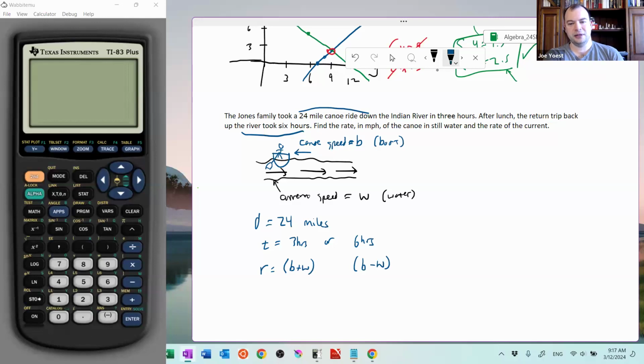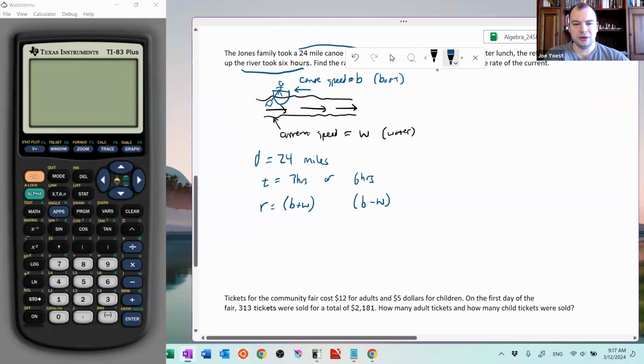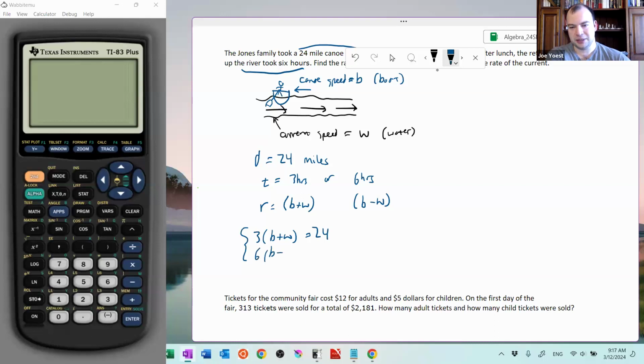And again, I know that B plus W has to go with 3 hours because that's the faster speed covering the same distance in shorter time. And B minus W is the slower speed covering the same distance in more time. And I know that distance equals rate times time. So on one hand, I have that rate times time, or 3 times B plus W equals 24. And on the other hand, I have that 6 times B minus W equals 24.